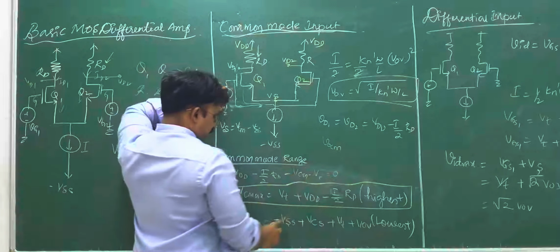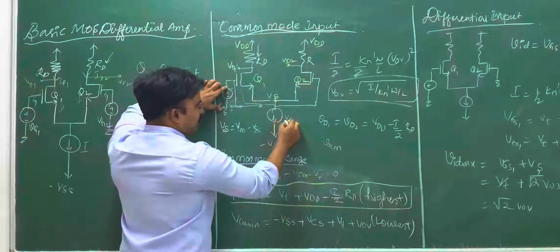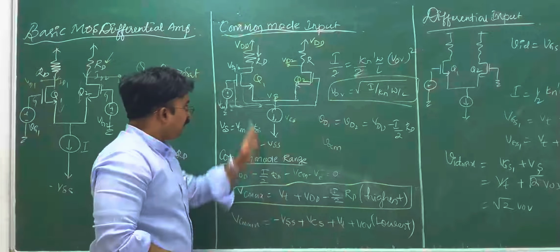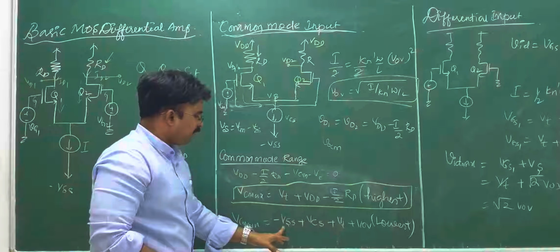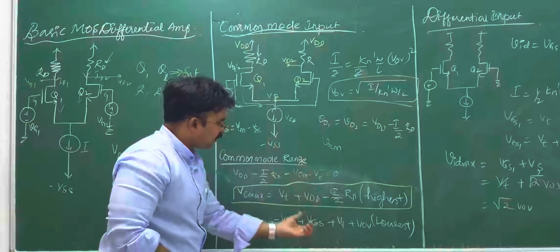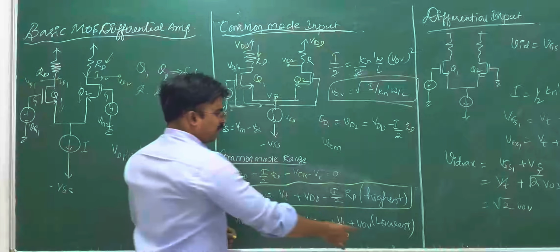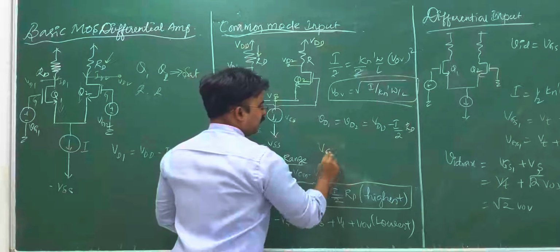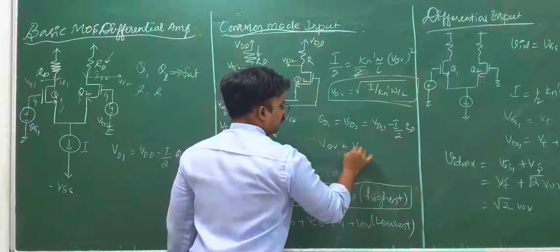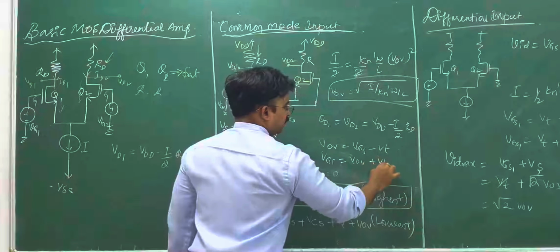The VCM, you can observe here VCM. VCS is the voltage across the current source. Applying KVL to this loop and simplifying, I get minus VSS plus VCS, which is nothing but the voltage across the current source, plus VT plus V overdrive. So VT plus V overdrive is nothing but VGS. You know that V overdrive is nothing but VGS minus VT, or VGS is nothing but V overdrive plus VT.